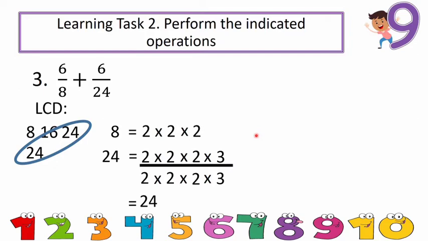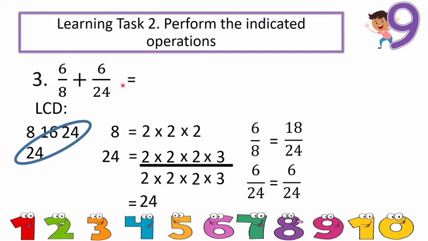Then again, we get the equivalent of 6 over 8, which is equal to 18 over 24, wherein the LCD is 24. So 24 divided by 8 is 3, and 3 times 6 is 18. For the 6 over 24, we will use the same. Then we have similar fractions, so we can now add these fractions.